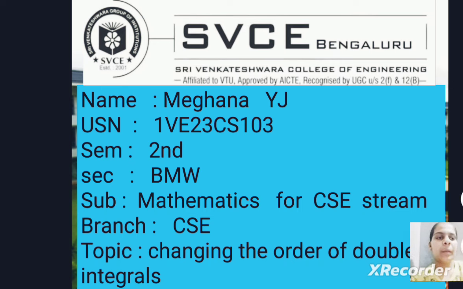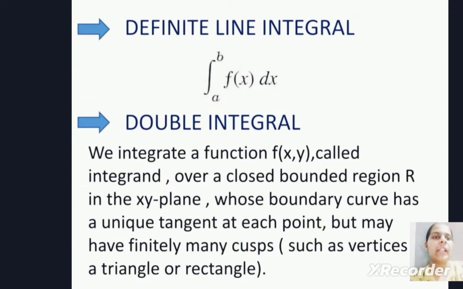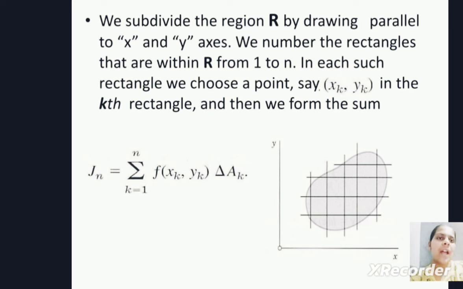In this subject, the subtopic is changing the order of double integrals and the definite line integral a to b f of x dx. Double integral: we integrate a function f of x comma y, called the integrand, over a closed bounded region R in the xy plane whose boundary curve has a unique tangent at each point but may have finitely many corners. We subdivide the region R by drawing parallels to the x and y axes. We number the rectangles that are within R from 1 to n, and in each such rectangle we choose a point, say xk comma yk in the kth rectangle, and then we form the sum.